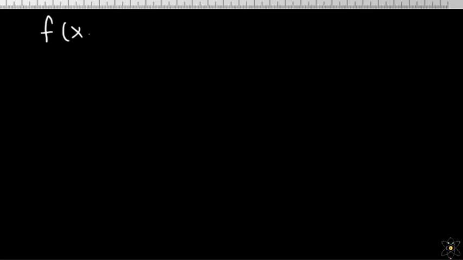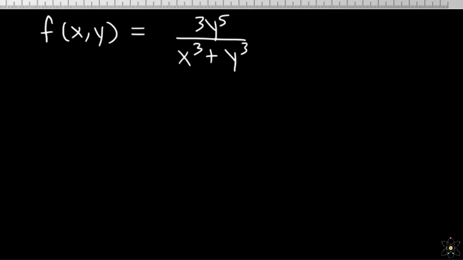Consider this problem. Let's say f of x comma y is equal to 3y to the 5th divided by x cubed plus y cubed. So go ahead and find a partial derivative, the first one with respect to x and with respect to y. Now here's a question for you. Do we need to use the quotient rule?